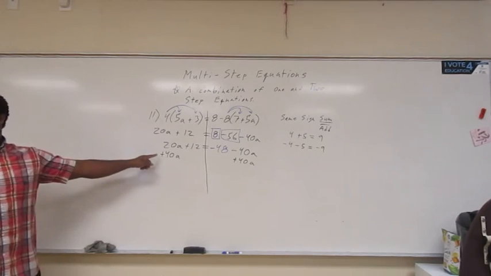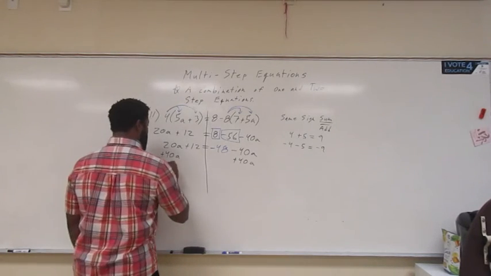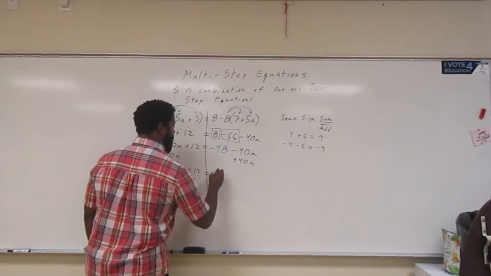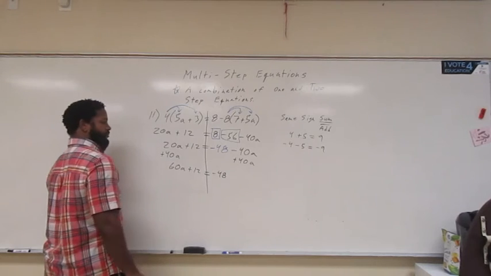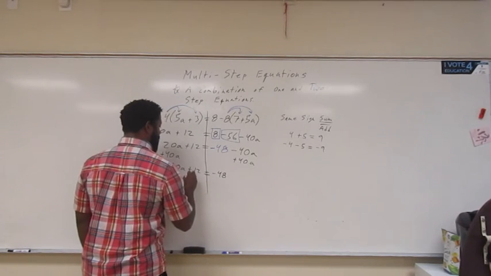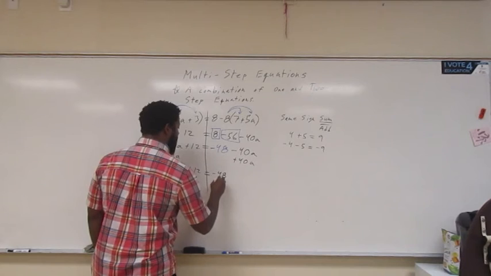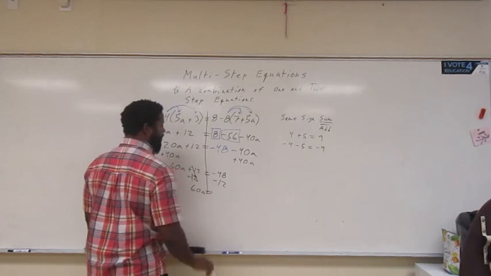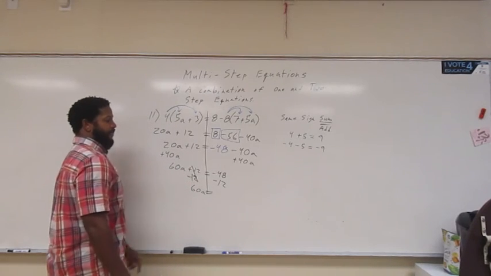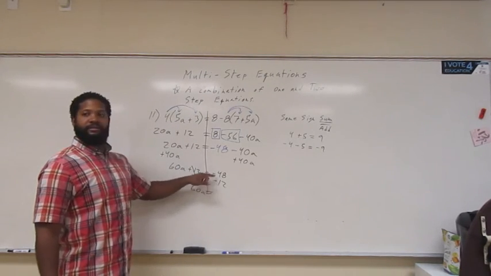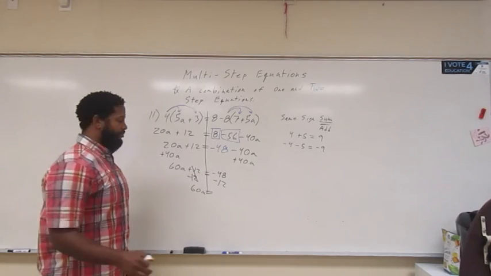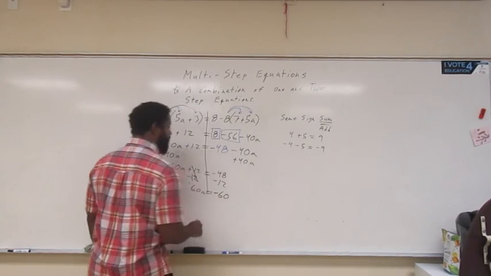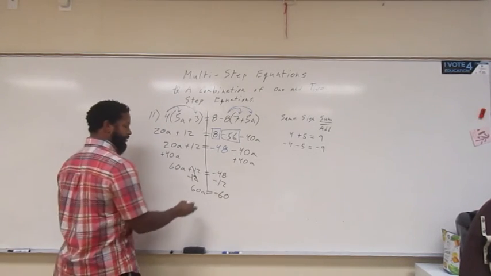Then negative 12 on both sides. So we have negative 60 equal to what? Be careful, same signs sum. It'll be a negative 60.